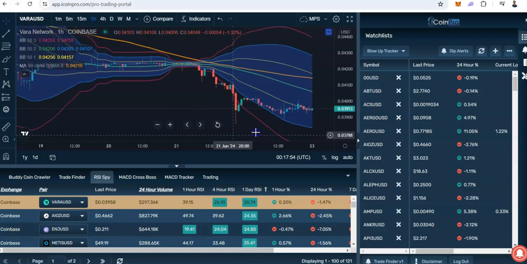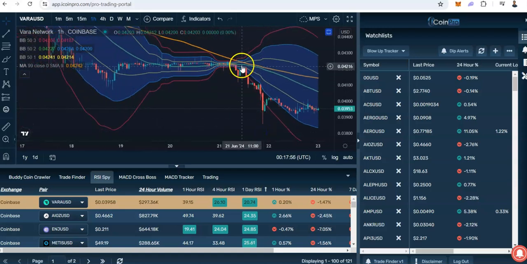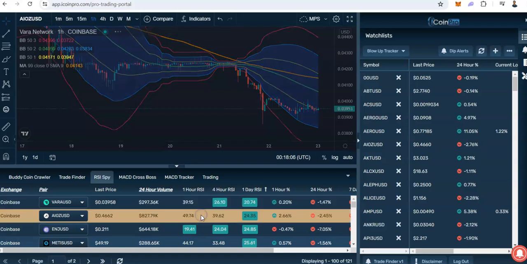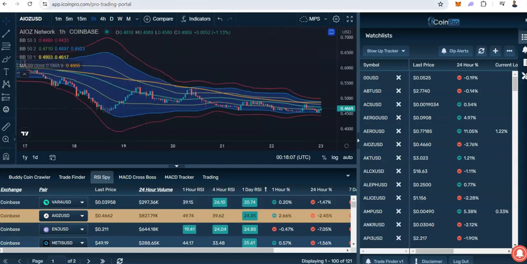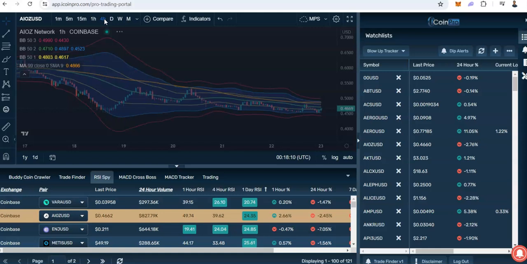So this might be a decent trade on Vara. One dip, two dip, three dip, and then it has the ability to go up to the green line still. So that could be a potential trade. And then let's just zoom out a little bit more on this one.